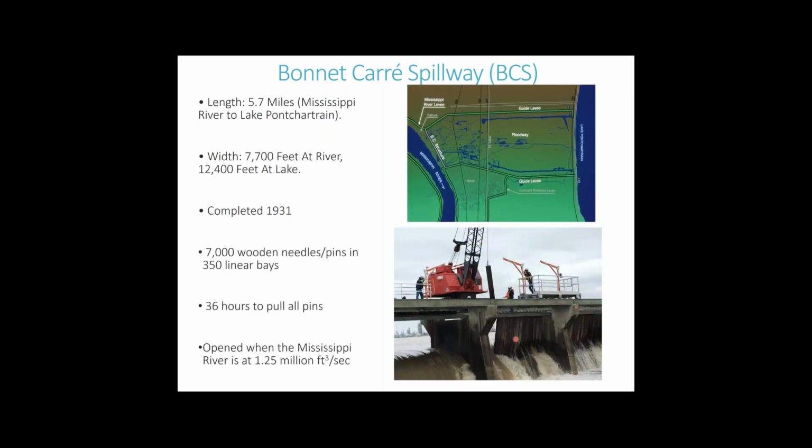Essentially, it consists of these wooden pins, 350 pins along the length of the spillway, that are simply manually pulled by a crane when they open the spillway. When they open the spillway, they don't always pull all of these pins. It simply depends on what the flow is in the river. But if they have to pull all of them, it takes 36 straight hours to pull all these pins to allow all the bays to be open. The trigger is 1.25 million cubic feet per second in the river when they start to open the spillway.